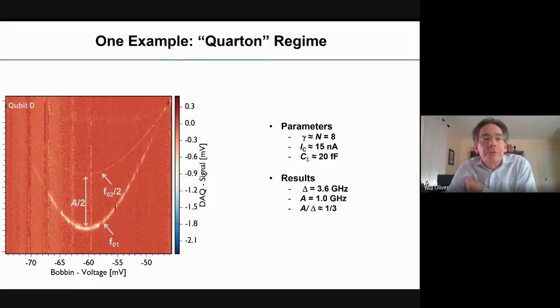Okay, so here's one example. I'm sorry, it's not the same as the previous one. This one has 8 junctions in parallel.